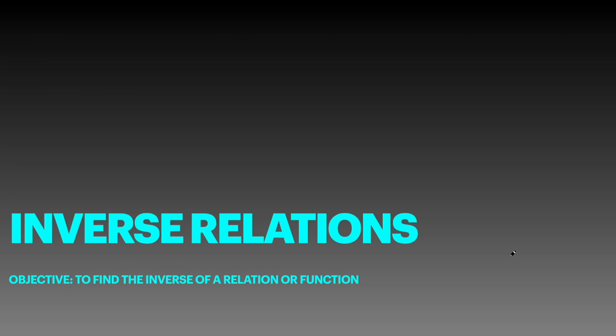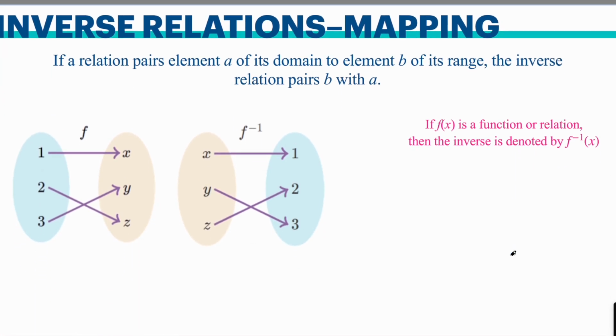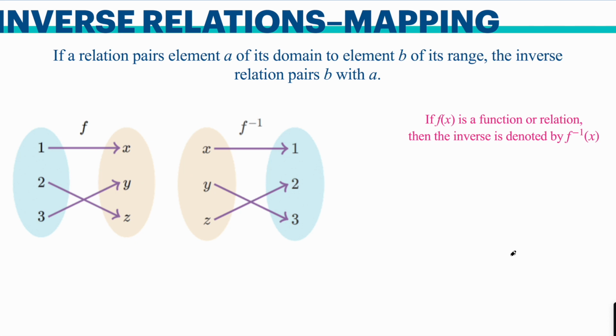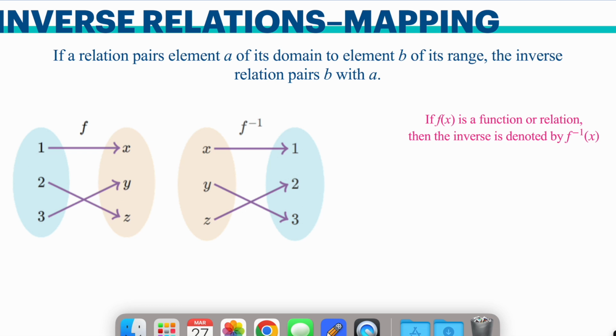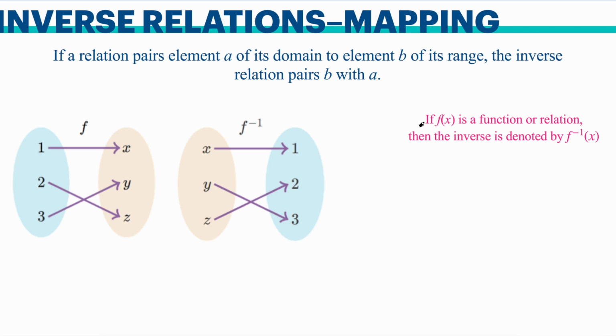In this video, we are going to learn about inverse relations and how to find the inverse of a relation or a function. Inverse means that basically whatever was the domain now becomes the range, and whatever was the range becomes the domain. So whatever the x values or the inputs were will now become the output, or the y values. Whatever the y values were would become the x values.